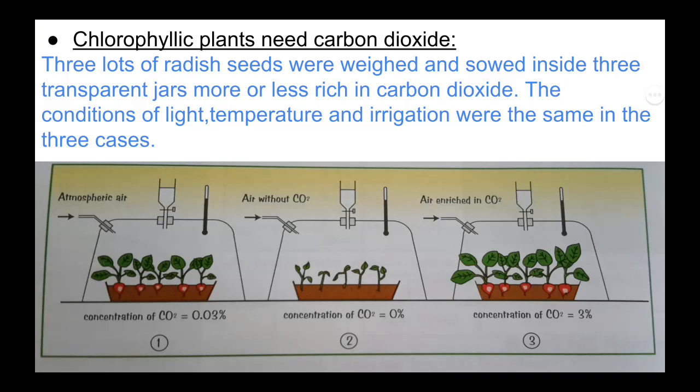They are dead. While in the third lot, where we gave them air enriched in CO2, the amount of CO2 was high, 3%. We can see very good growth in these plants, okay? Increased growth in these plants, and the fruit is also bigger, or the vegetable here, the radish. So the increase in the amount of CO2 is very important for the growth of the plant. So the first factor is irrigation or water. The second factor is the enrichment in carbon dioxide.